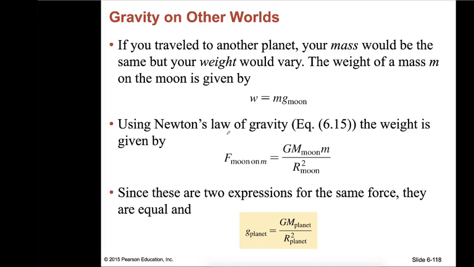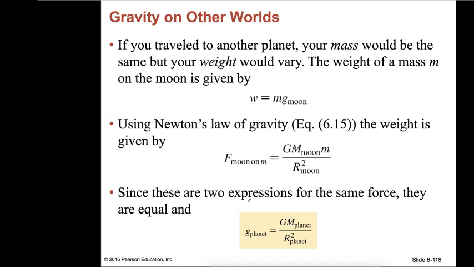If you travel to another planet, your mass will be the same. However, your weight would vary. The weight of the mass m on the moon is given by weight equals m g moon. Using Newton's law of gravity, the weight is given by F moon on m equals G m of moon, m of the object over the distance between the object and the center of the moon, which is the radius of the moon, squared.